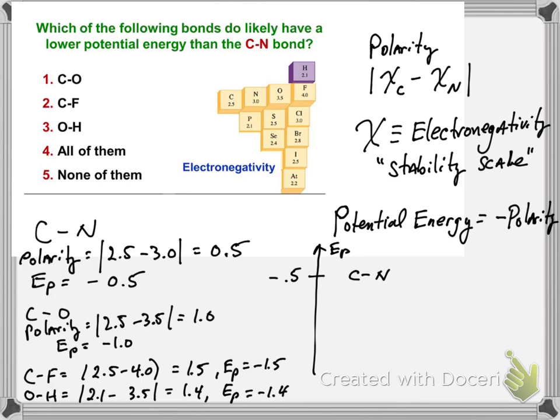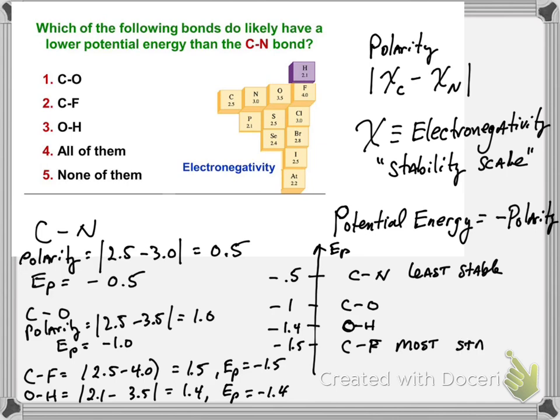So if we add these to our graph, what we see is all the other three bonds are all lower in potential energy. They're all more stable than our CN bond, and this is how we would rank the potential energy of these different bonds. So the correct answer would be all of them, right? They are all more stable because they have lower potential energy than the CN bond.